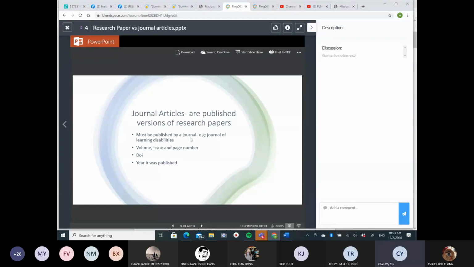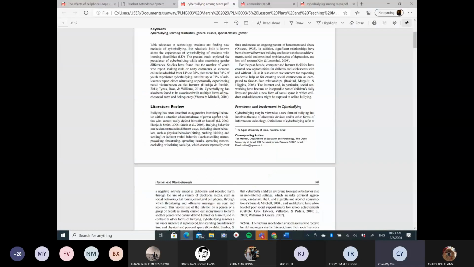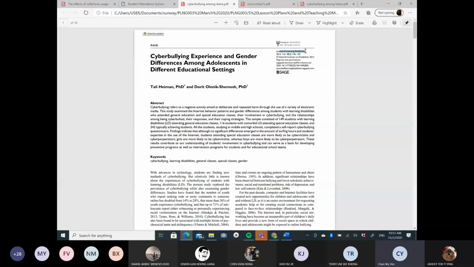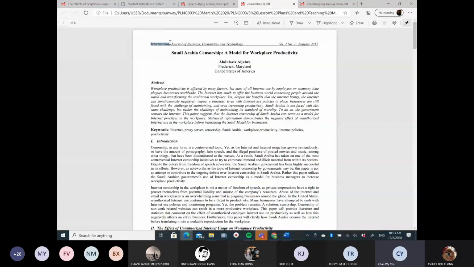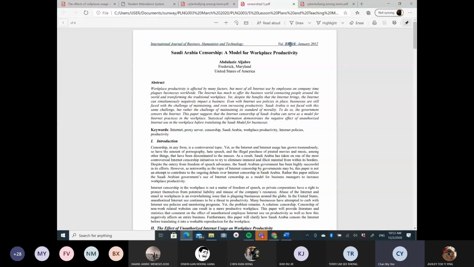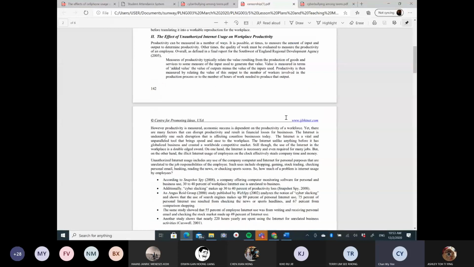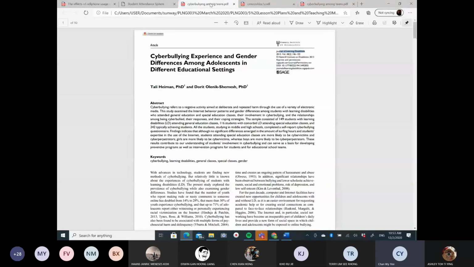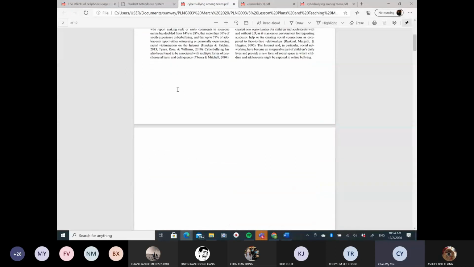First of all, it must be published by a journal. For example, Journal of Learning Disabilities. You can see it here. It's published by Journal of Learning Disabilities. This one here is published by the International Journal of Business, Humanities and Technology. Then there will be volume, issue, or even page number. As you can see, volume, number, and then page number 142. This one here as well has volume, issue, and page number 146 to 158.